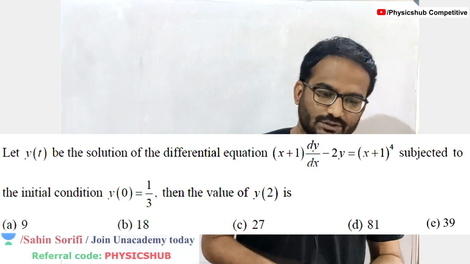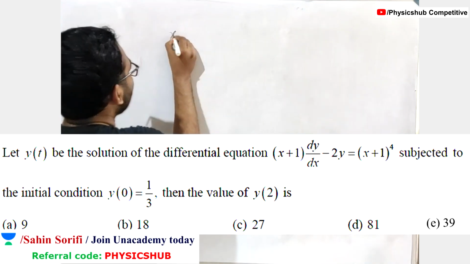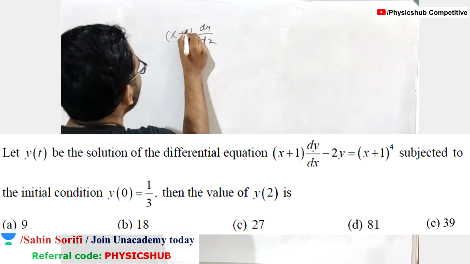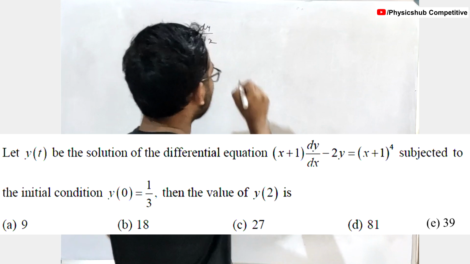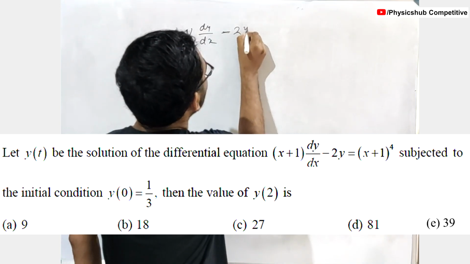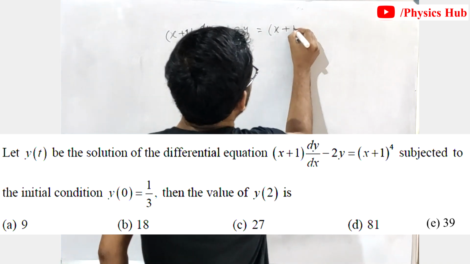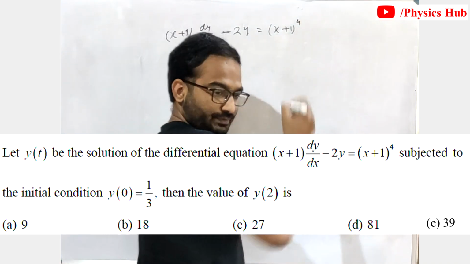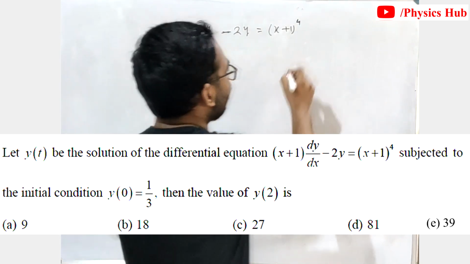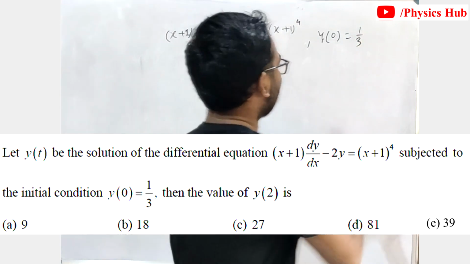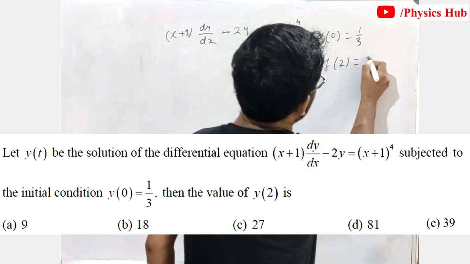Let's discuss the third problem. This problem is from differential equations. Let's read the question. Let y of x be the solution of the differential equation x plus 1 into dy/dx minus 2y equals x plus 1 whole to the power 4. This is the differential equation given to you, subject to the initial condition y at x equals 0 is 1/3. Then what will be the value of y at x equals 2?